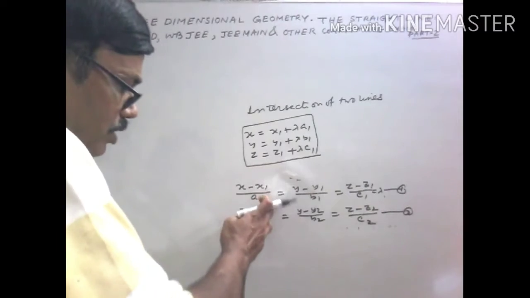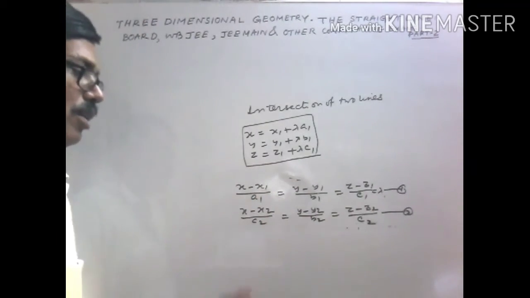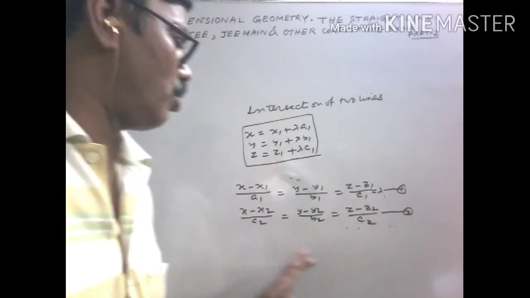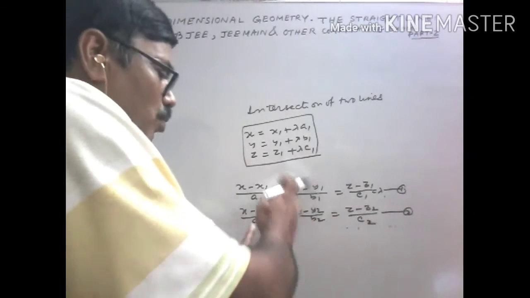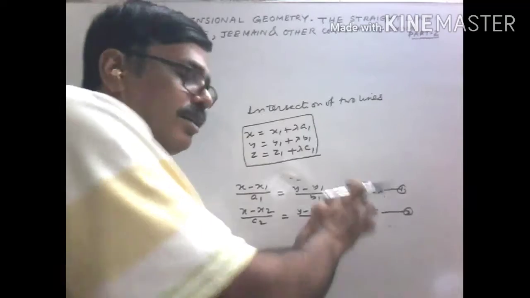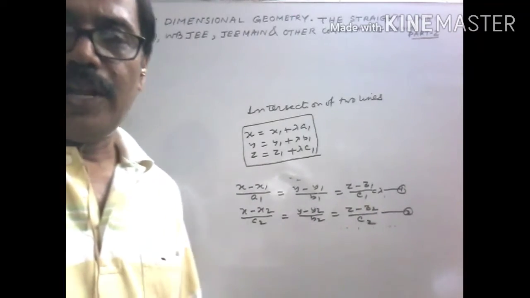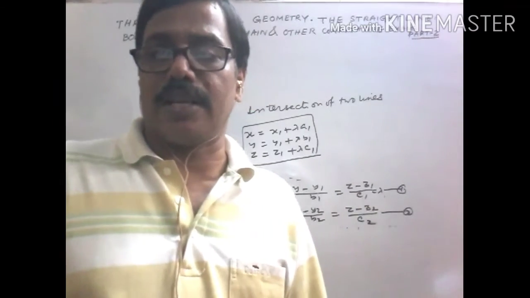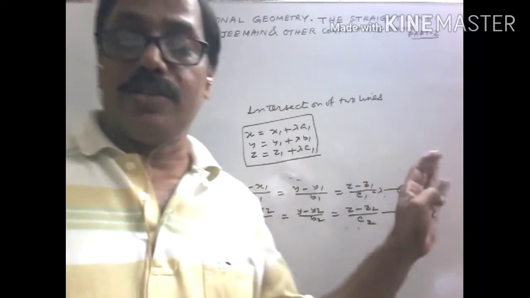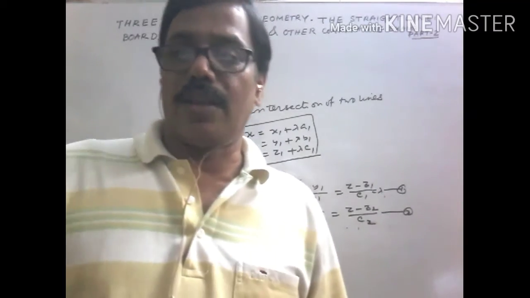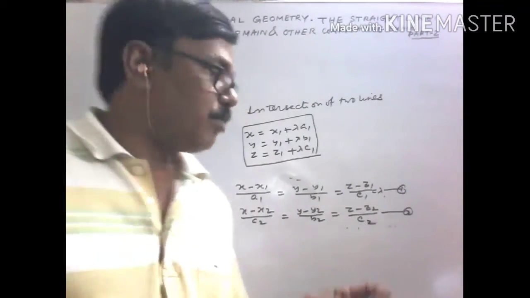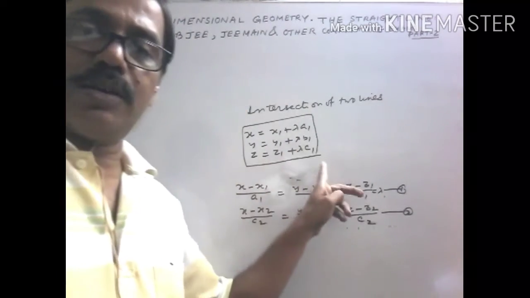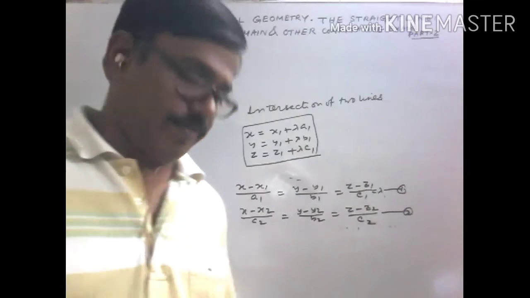So putting the values of x, y, z into the second equation, we get a relation. From considering first and second, you have to find lambda, and second and third, you have to find lambda. If we get the same lambda in each case, then we say that the two lines intersect. Otherwise, they do not intersect. If we get the same value, putting the value of lambda, we get the point of intersection.